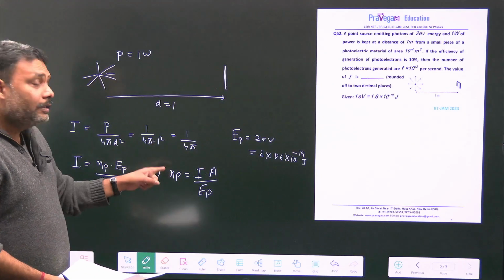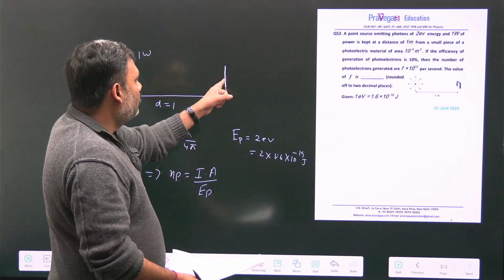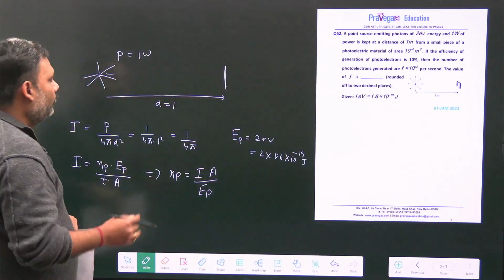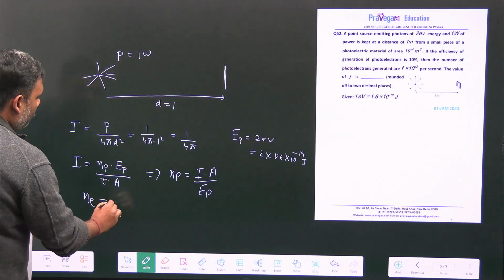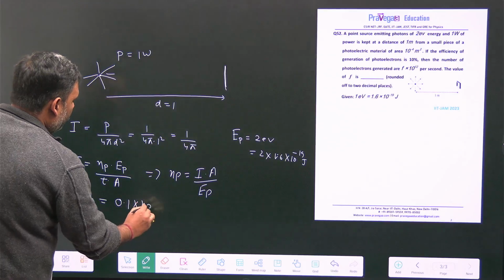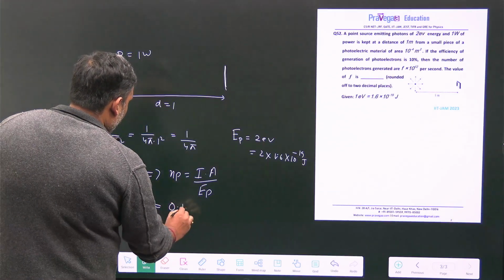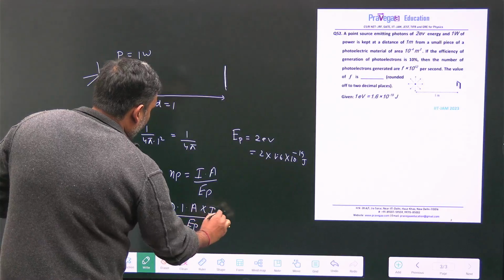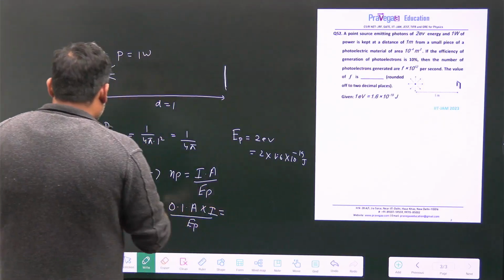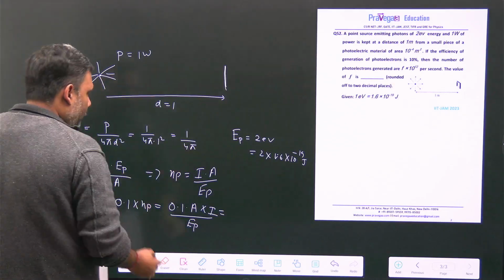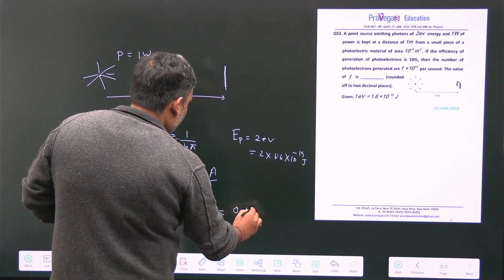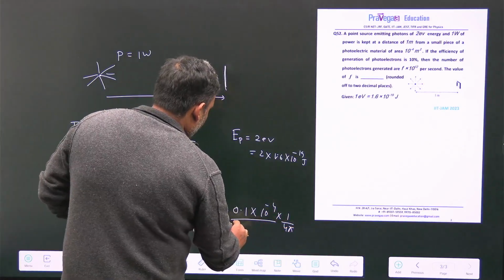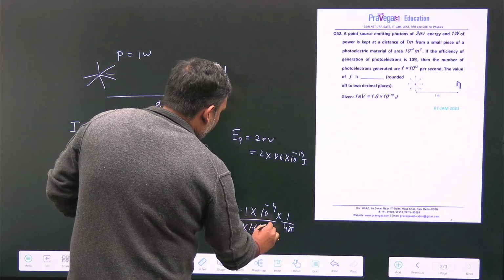Once you get Np, this is the number of photons, and these photons will reach this point, but not all photons are going to produce photoelectrons. Only 10% is going to produce photoelectrons. So the number of electrons is equal to 0.1 into Np, which equals 0.1 into A into I by Ep. Each and everything is given. The intensity is 1 by 4 pi, so this value is 0.1, area is 10 to the power minus 4, intensity is 1 upon 4 pi, and here it will be 2 into 1.6 into 10 to the power minus 19.